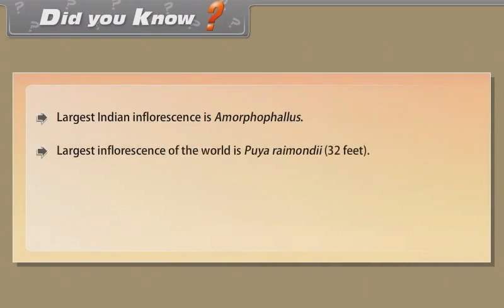The largest inflorescence of the world is Puya raimondii, 32 feet. Petaloid bract is found in Bougainvillea.